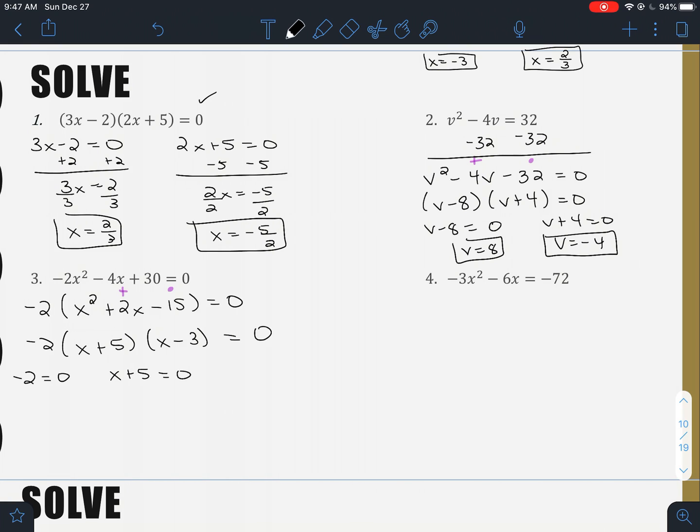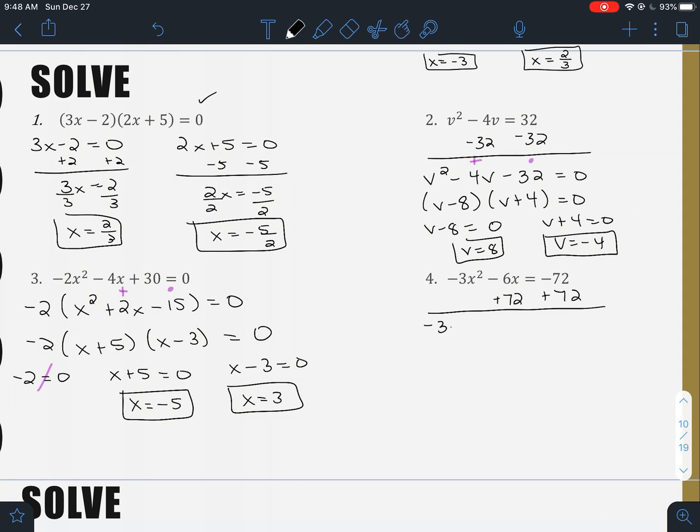So now I'm multiplying three things and I got 0. So either -2 = 0, x + 5 = 0, or x - 3 = 0. Well, negative 2 can't equal 0, so that won't give me any answers. x + 5 = 0, subtract the 5 and you would get x = -5. x - 3 = 0, add the 3 to both sides and you would get x = 3. So the two possible solutions are negative 5 and positive 3.